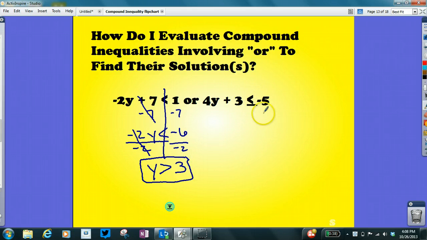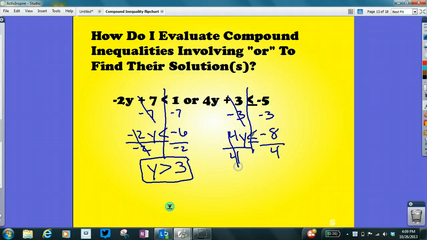Then I'm going to go to my second inequality. 4y plus 3 is less than or equal to negative 5. So this, I'm just going to simply subtract 3. I have 4y is less than or equal to, well, negative 5 minus 3 is negative 8. Divide both sides by 4. Don't have to flip the sign this time because that's a positive. So y is less than or equal to, well, negative 8 divided by 4 is going to give you a negative 2.